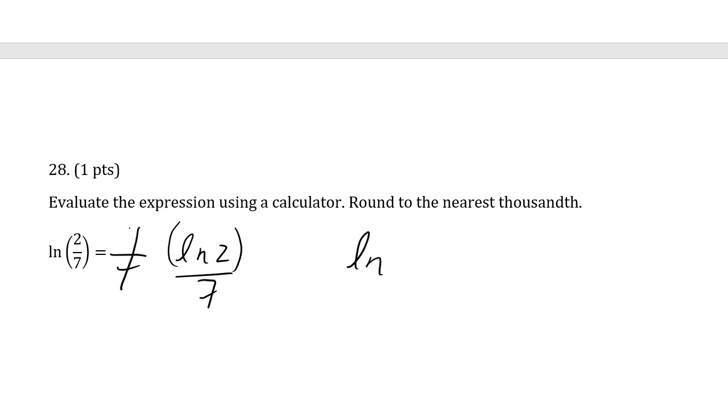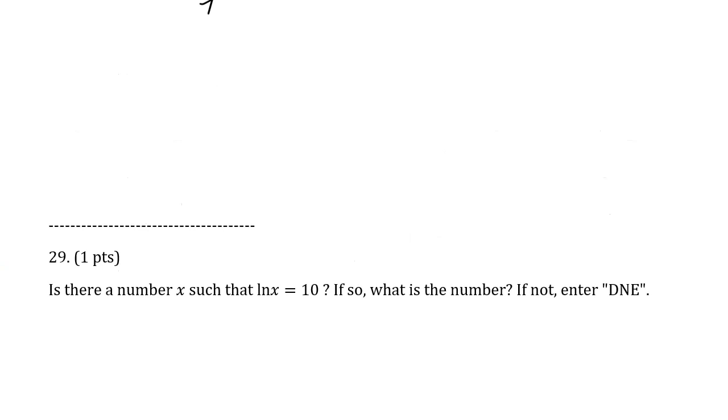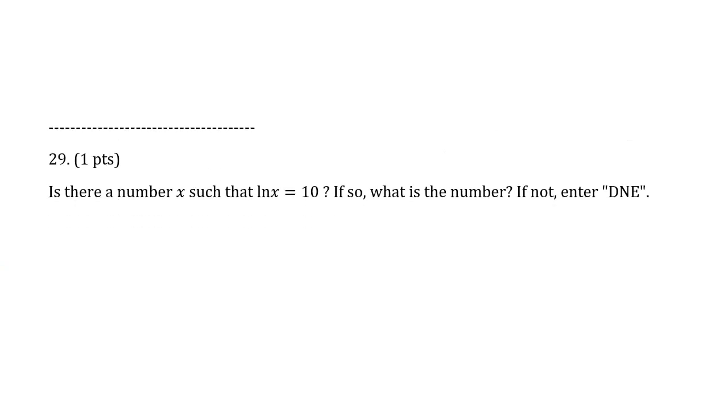We want the natural log of 2 divided by 7, and that should be approximately negative 1.253 if I round up. And that's the nearest thousandth, which has 3 decimal places. Let's look at our next problem, which is, I believe, our last one.